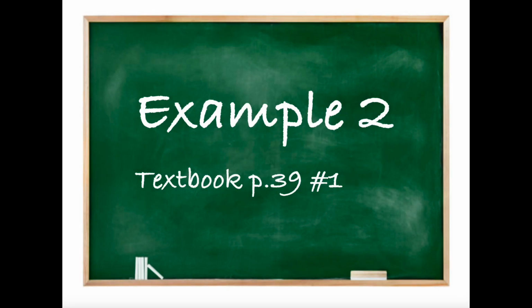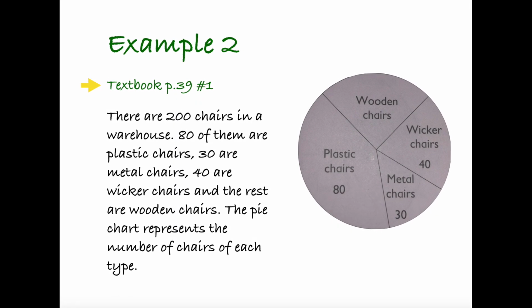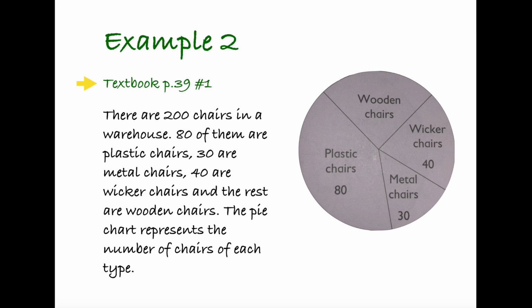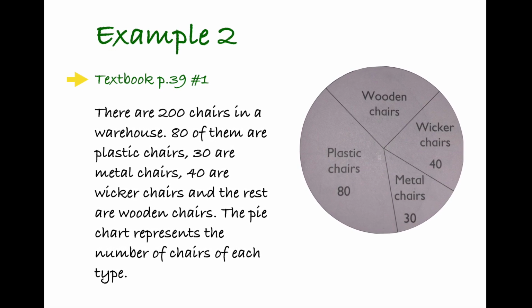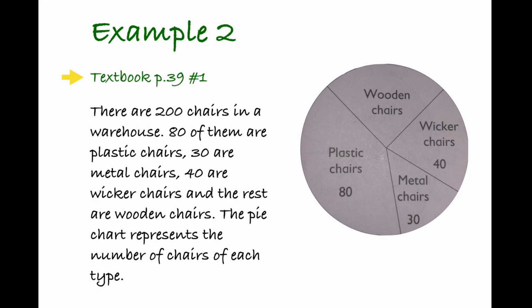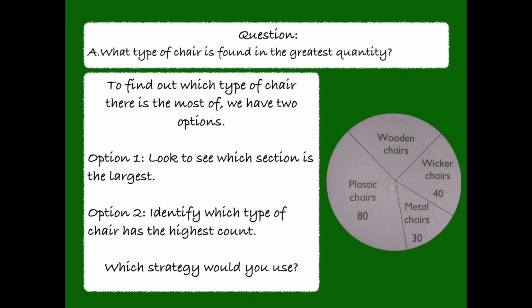Example 2, textbook page 39, number 1. There are 200 chairs in a warehouse. 80 of them are plastic chairs, 30 are metal chairs, 40 are wicker chairs, and the rest are wooden chairs. The pie chart represents the number of chairs of each type. Question A. What type of chair is found in the greatest quantity?